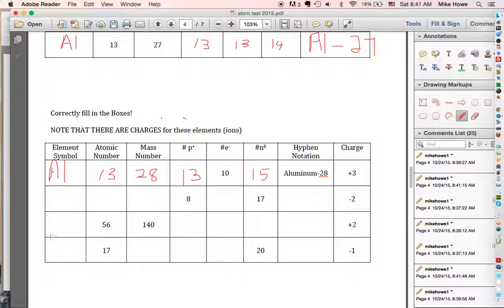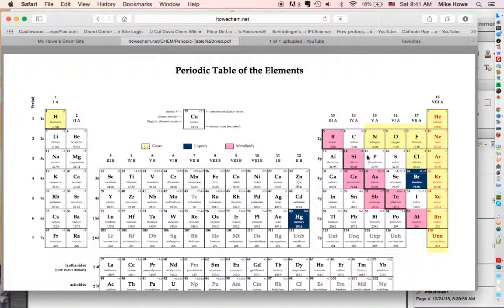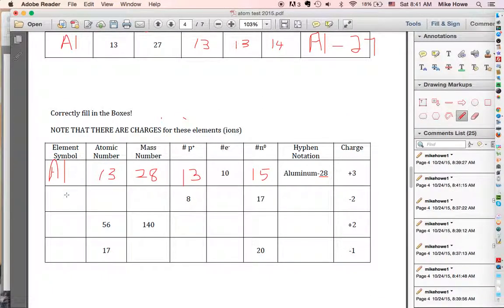For this one, we get protons are 8. So you go over here, see what is 8. It's oxygen. Since protons are 8, atomic number is 8. The mass number would be the number of protons plus the neutrons together. So 25.